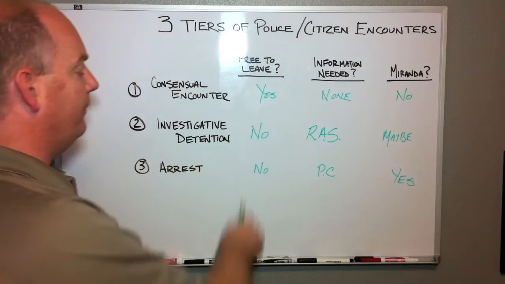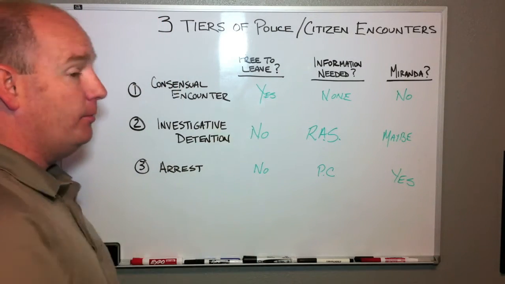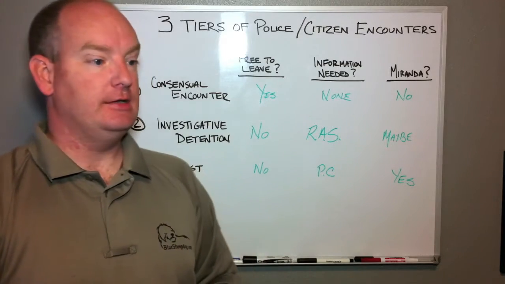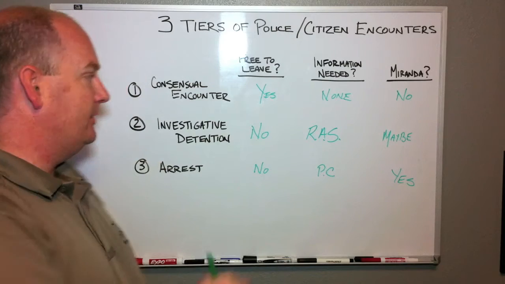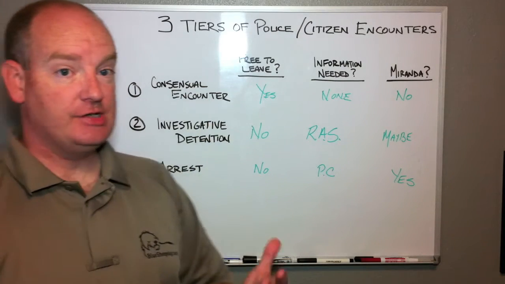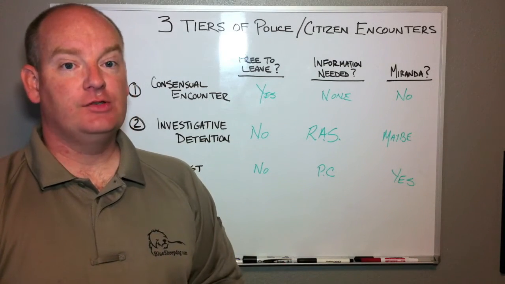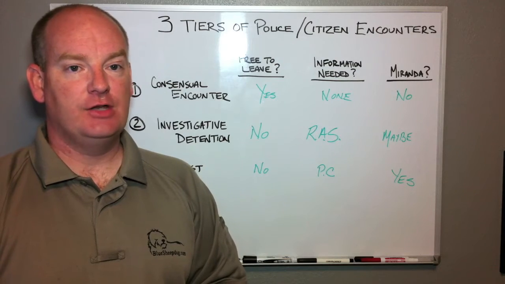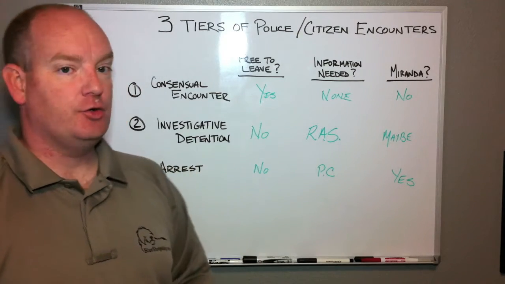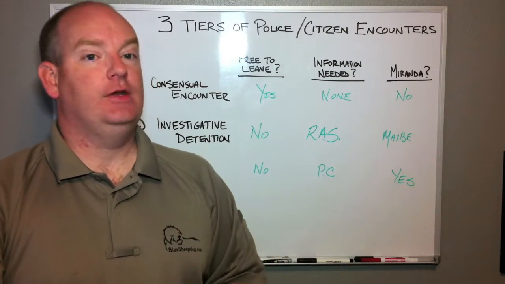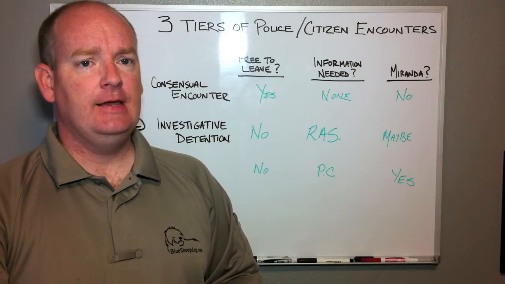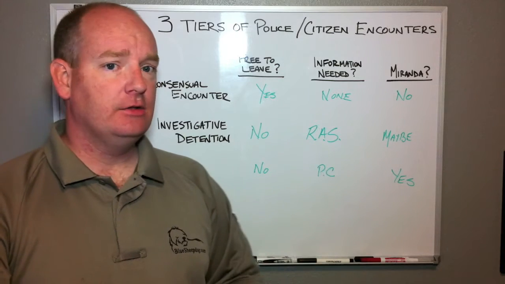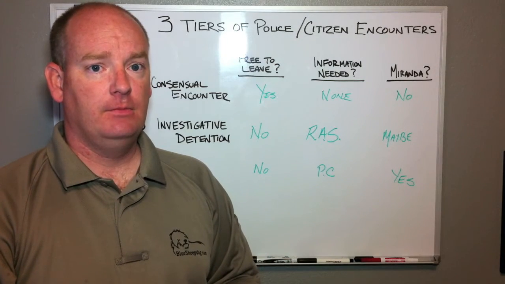Now, you can move up and down this. If you almost think of it as like a use of force continuum, you can move up and down these three tiers. Okay. For example, I walk up, I start talking with somebody, I engage in a casual conversation with somebody at the consensual encounter. During the consensual encounter, I develop some information which causes me to have reasonable articulable suspicion of a crime.